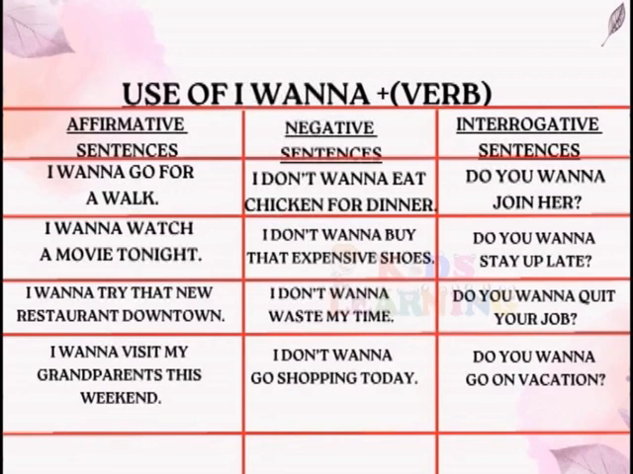Affirmative sentences. Negative sentences. Interrogative sentences. I wanna go for a walk. I don't wanna eat chicken for dinner. Do you wanna join her? I wanna watch a movie tonight. I don't wanna buy those expensive shoes. Do you wanna stay up late?